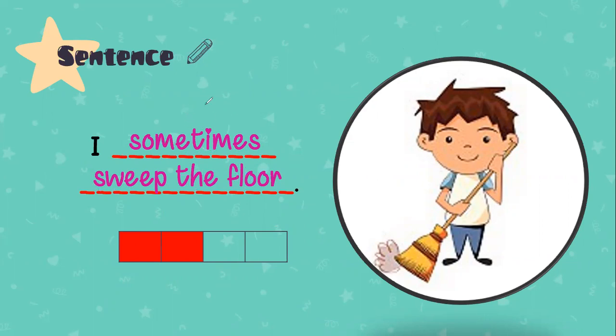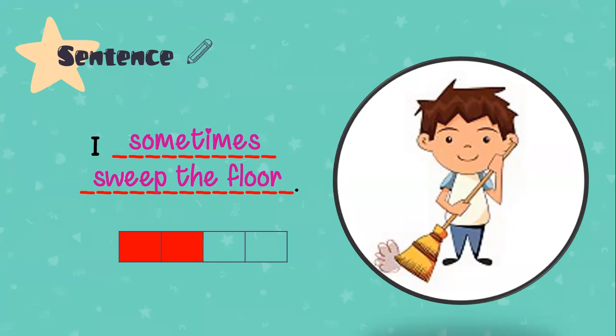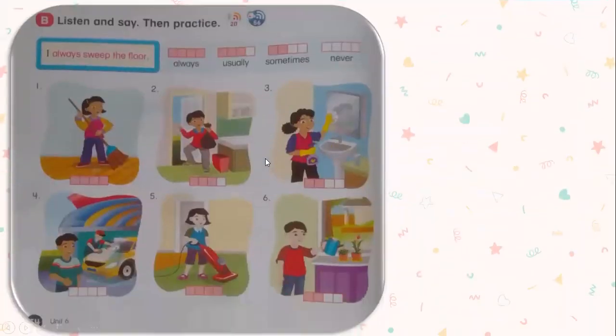One more time, we must see the order. I sometimes, we use the adverb of frequency, sweep the floor, and you see the order of the sentence. I sometimes sweep the floor. That's right, good, excellent. So now we are going to do a little exercise about this. So remember, here we have the adverb of frequency: always, usually, sometimes, and never.